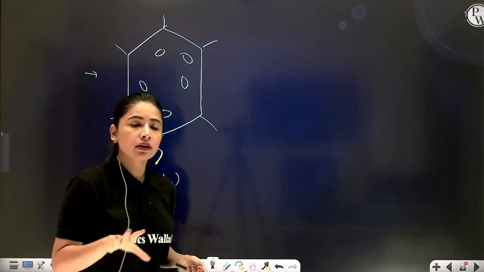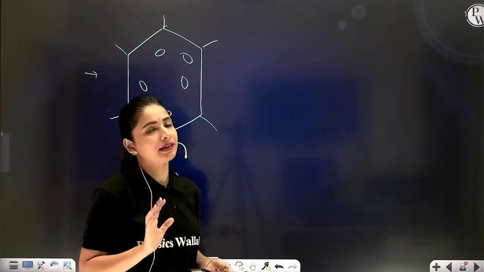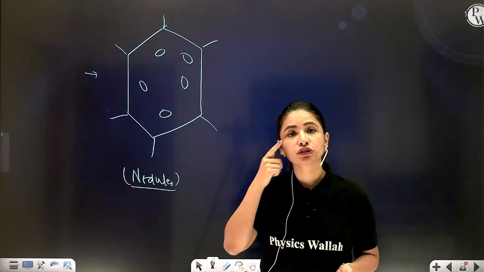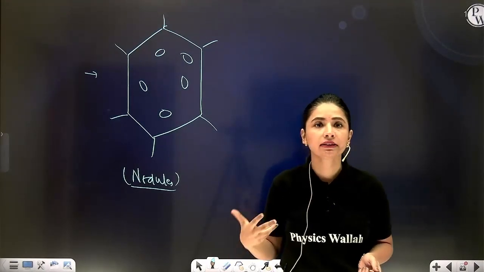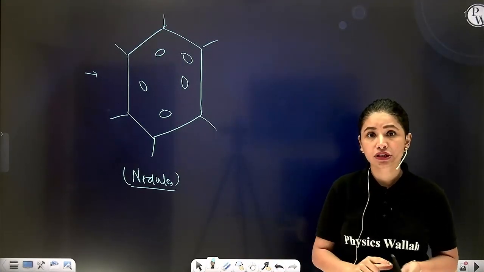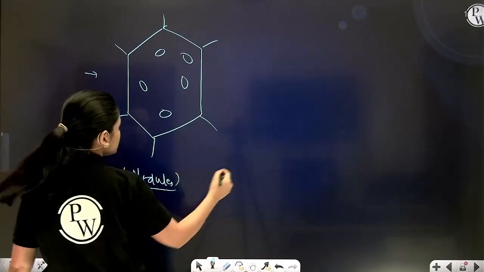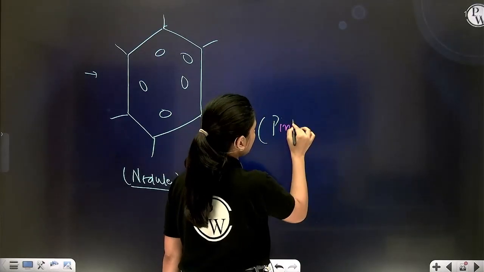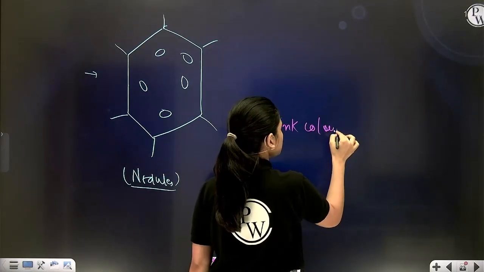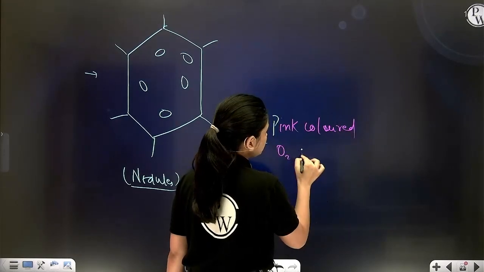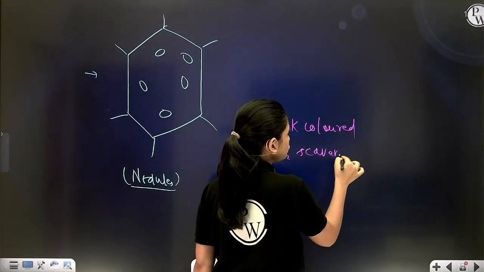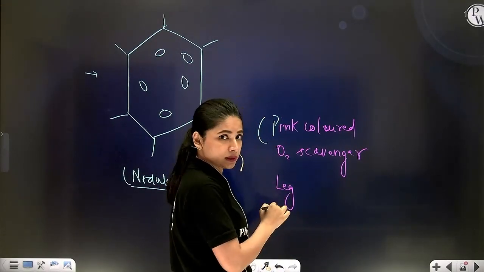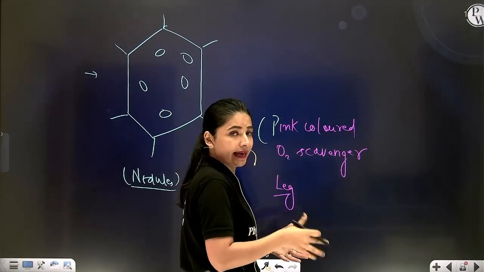Now for nitrogen fixation, the anaerobic nitrogenase enzyme is already there with the bacteria, but you know nitrogenase will function only if anaerobic conditions are there. So for that, a special pink colored oxygen scavenger. Oxygen scavenger means the one which is responsible for removing oxygen from the cell. Leg stands for leguminous because the thing is happening inside the leguminous plant.